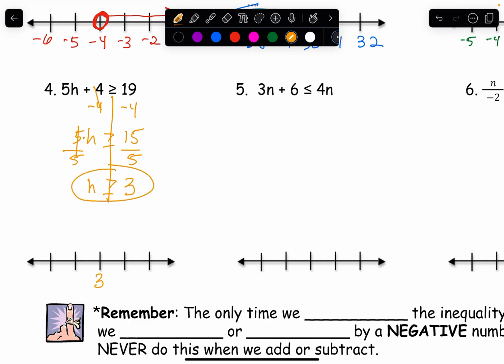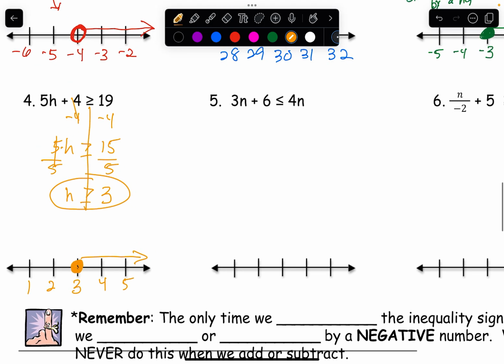All right, let's put 3 in the middle of our number line. Let's put some numbers that are greater than it, some numbers that are less than that, and then we're going to fill in 3 on the number line because 3 is a solution, and also anything greater than 3 is a solution.